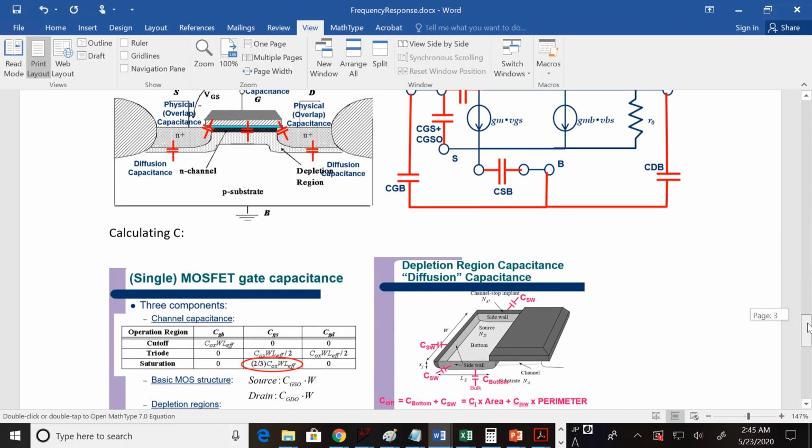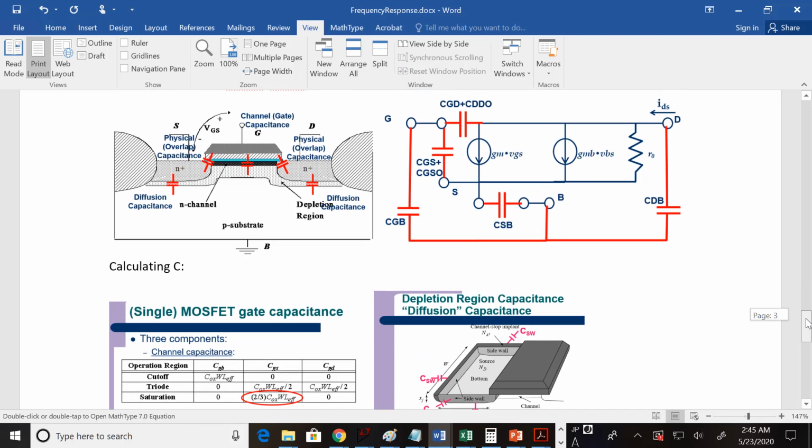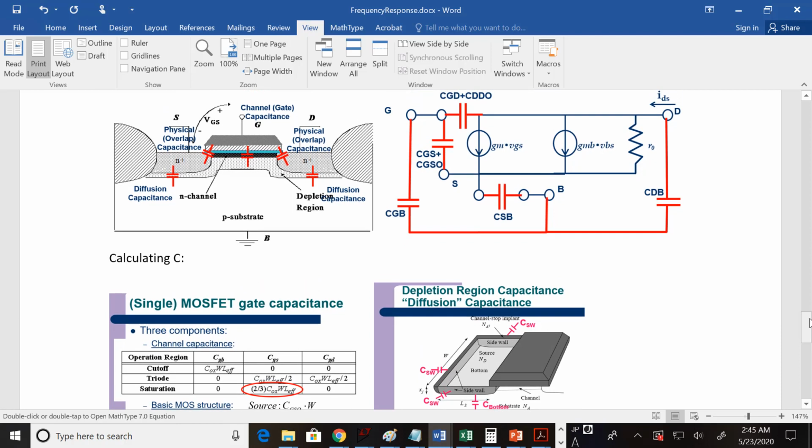And I've given you the equations for those 3 in the saturation region. Your capacitance, this center capacitance, you can look up in this table depending on what region of operation you're in. But remember, we're always trying to be in saturation. So to find this capacitor value, you'd add up everything in this row, which is just 2/3 Cox W L effective.